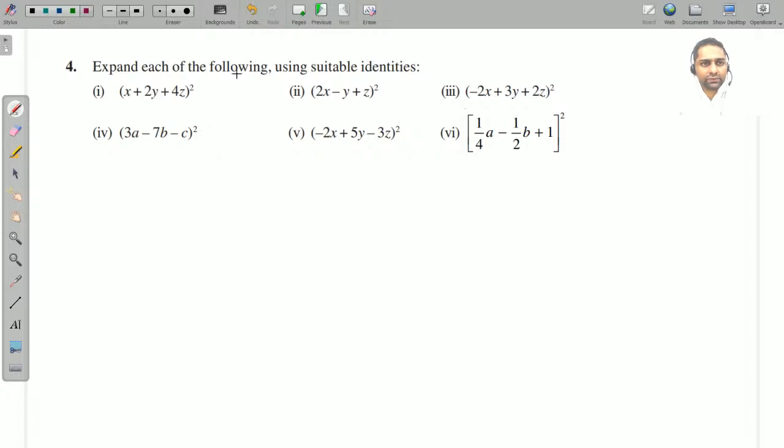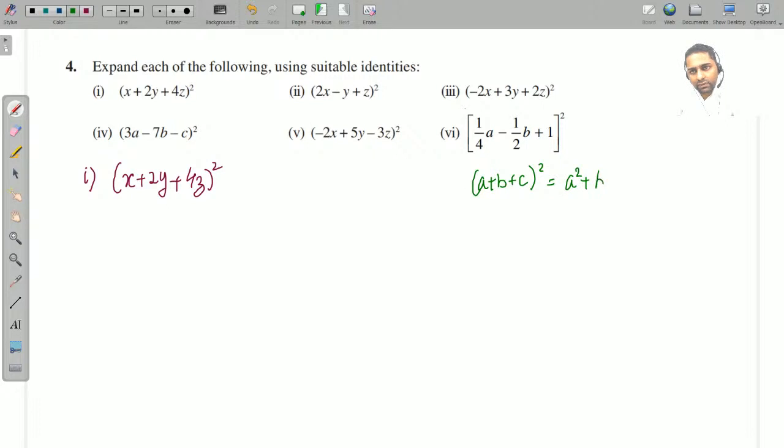Using suitable identities, we have to expand it. So it is like a plus b plus c whole square. All right. So the first one is like x plus 2y plus 4z whole square. The formula we are going to apply over here is a plus b plus c whole square equals a square plus b square plus c square plus twice of ab plus bc plus ca.